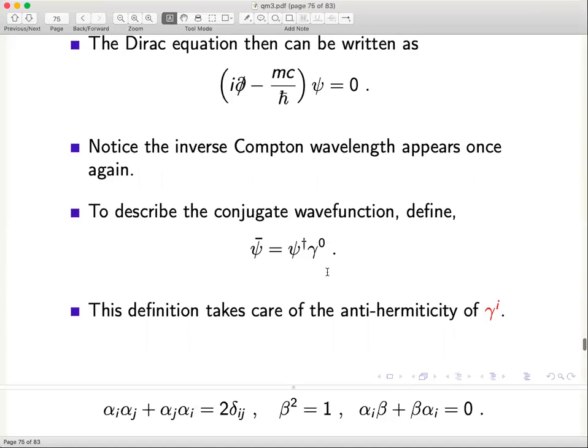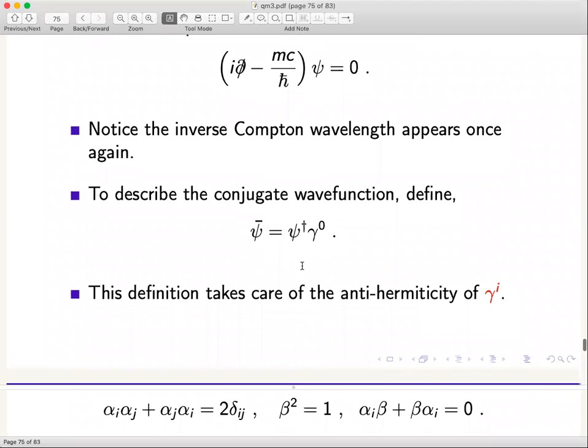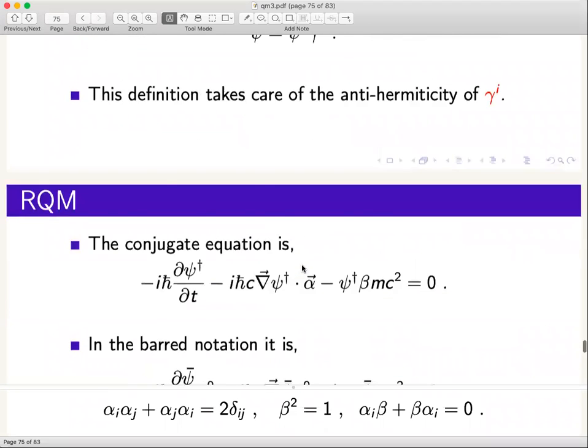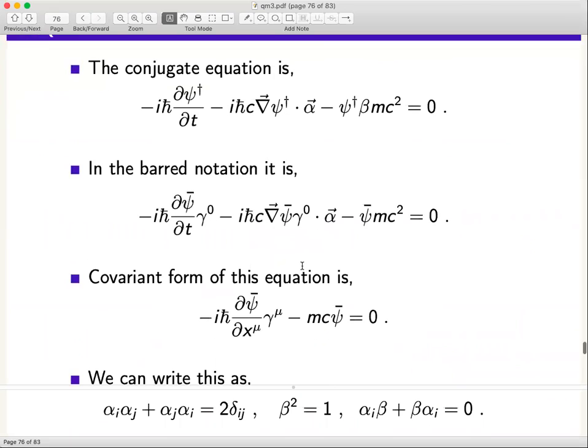This definition essentially takes care of the fact that gamma I are anti-Hermitian. Anti-Hermiticity is automatically taken care of because every time gamma I runs across gamma 0, it will flip sign, and when it acts on psi dagger, because it is anti-Hermitian, it will give you an opposite sign answer, but the anti-commutativity with gamma 0 will take care of that. Okay, fine. So the conjugated equation can be obtained by just looking at the Dirac equation and taking a dagger of the entire thing.